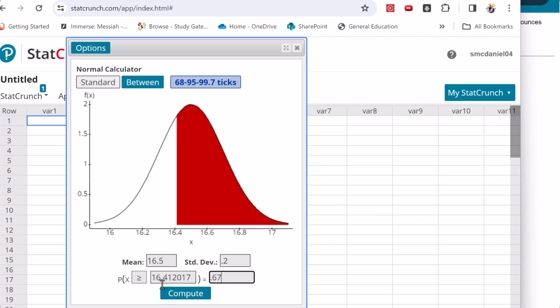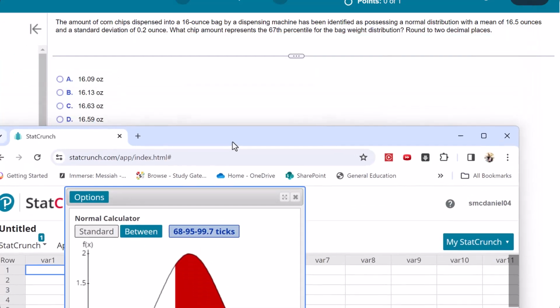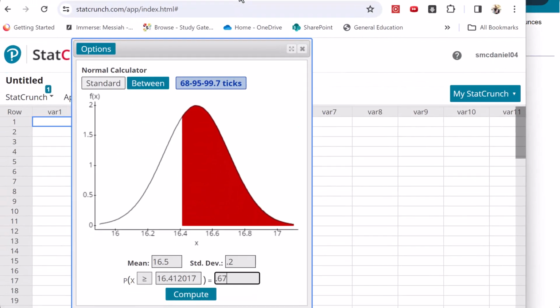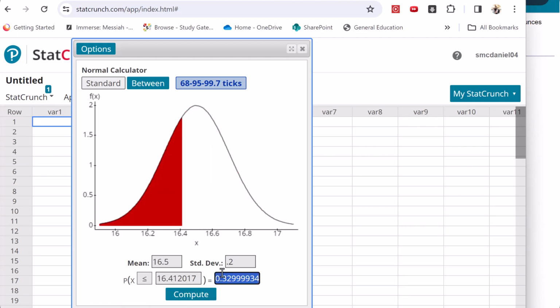Now, if you had mistakenly had it this way, and let me go ahead and put in 0.67, you get 16.4. Now, I don't think that was a distractor. It should have been. That would have been a very attractive distractor, because I see students do that all the time. So we want to make sure we choose the right one.